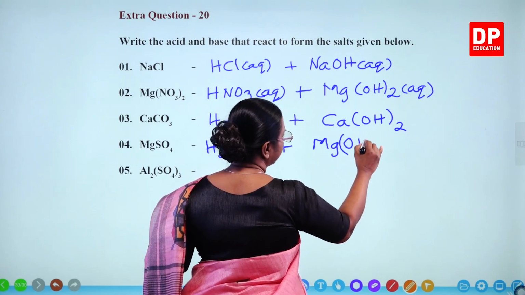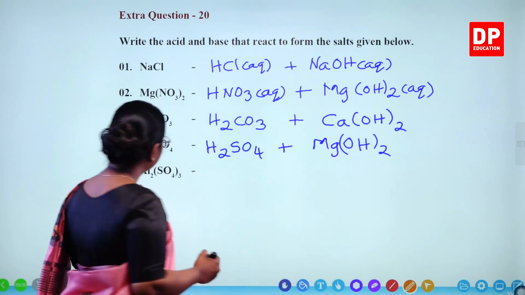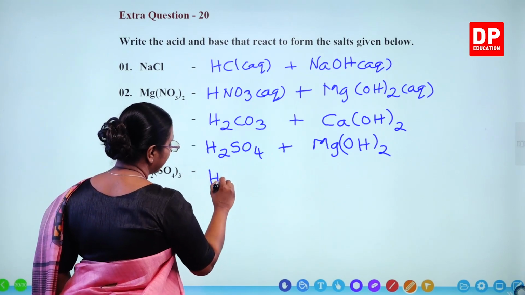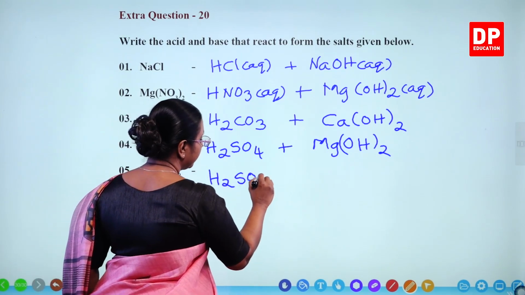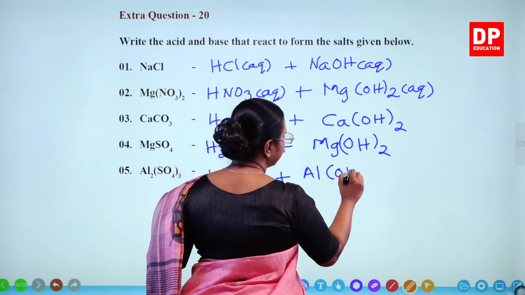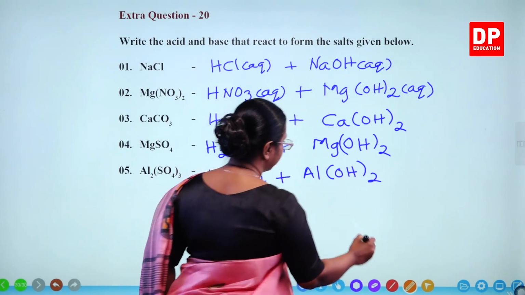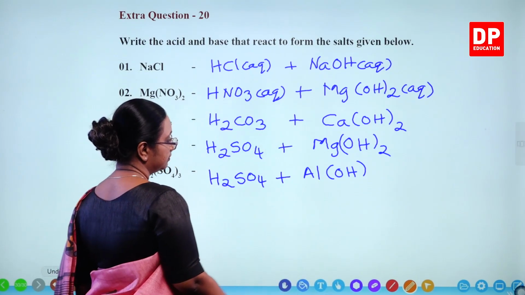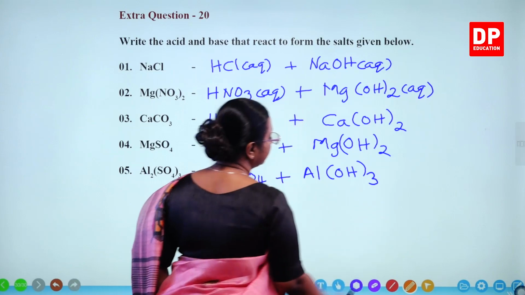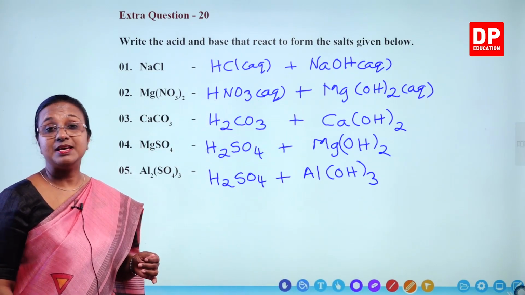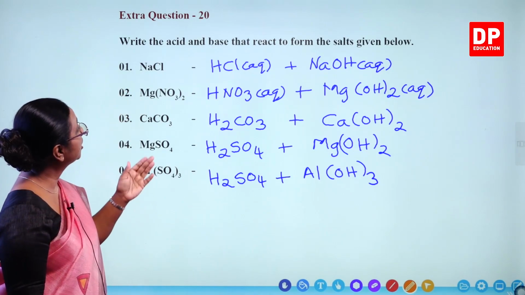Then magnesium sulfate from sulfuric acid and magnesium hydroxide. Then how about aluminium sulfate? Aluminium sulfate again from sulfuric acid and aluminium hydroxide. Al(OH)3, aluminium hydroxide. So those are the acids and bases that form this salt.